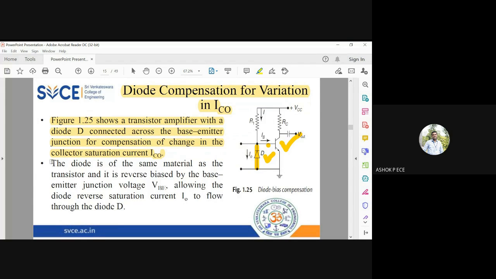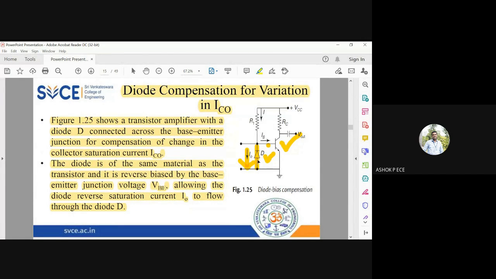Okay, the diode is of the same material as that of the transistor, and it is always reverse biased. So a reverse saturation current I naught will flow through the diode from base to the ground. So this is the direction of flow of I naught, from base towards the ground. So if you apply Kirchhoff's current law at this point, one current is coming in, two currents are outgoing.